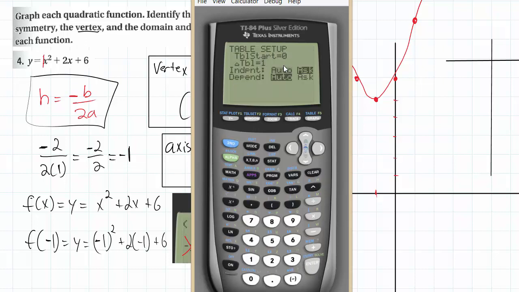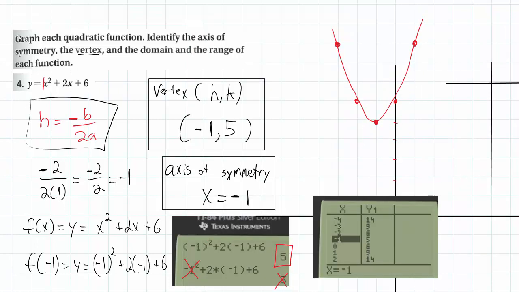If you want to center it at -1, you can adjust your table settings to auto-generate here, and I'll make sure the screen is centered at -1, because -1 is a vertex. See how those numbers are symmetric? It starts at 14, ends at 14, second number's 9, second to last number's 9.